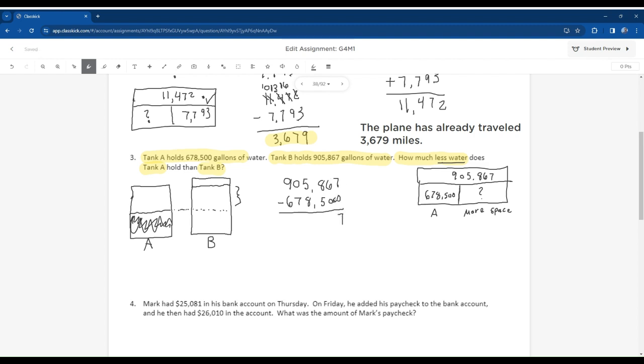Don't need to regroup that. 6 minus 0, I don't need to regroup that. 8 minus 5, I don't need to regroup that. 5 minus 8, that I do need to regroup. But I need to regroup all the way over here from my 100,000s. So 900,000s become 800,000s and 10 10,000s. 10 10,000s is the same as 9 10,000s and an additional 10,000s with the 5 I already have. So 15 minus 8 is 7. 9 minus 7 is 2. 8 minus 6 is also 2.